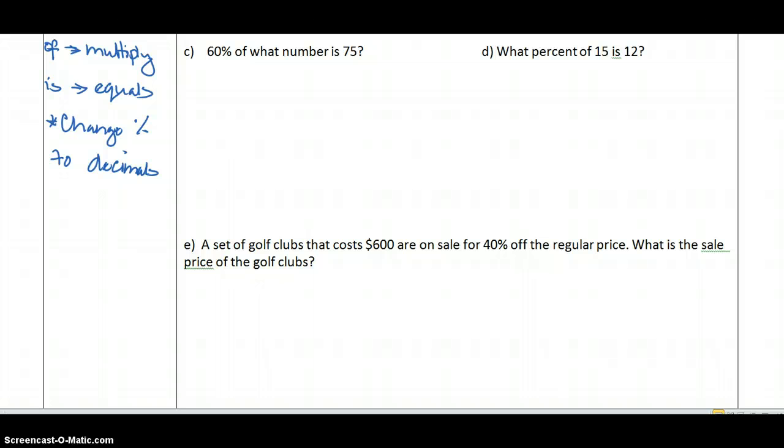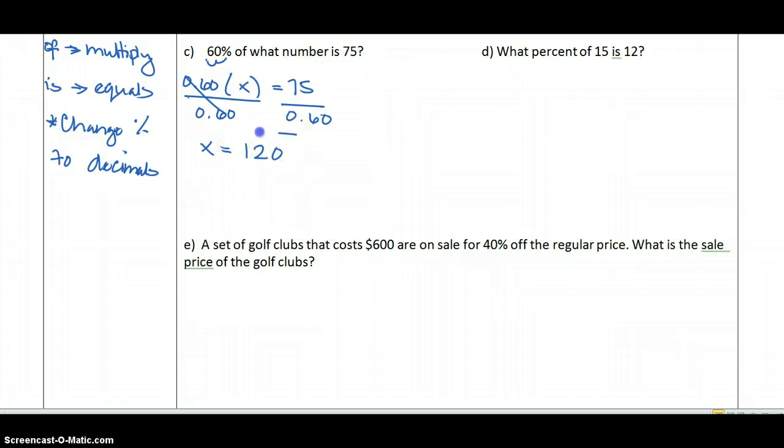So let's look at this. We have 60% of what number is 75? So 60%, I can't use the percent in my equation, so I'm going to change that by moving the decimal point over twice. So 0.60. Of, we said, means multiply. What number, well, I don't know, we'll call it x, is 75. Now to solve, we're going to divide by 0.60 on both sides, and I have x is equal to 75 divided by 0.60, check me on the calculator, is 120. So 60% of 120 is 75.